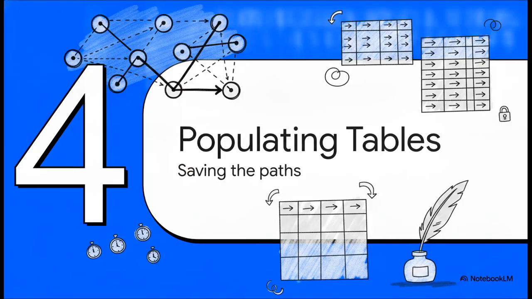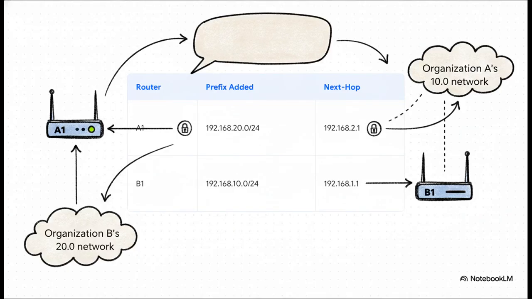So after calculating the best path, they actually have to write down the results to make them permanent. Let's look at Section 4, Populating Tables. When populating their tables, router A1 securely logs organization B's prefix, that's the 20-dot network, and it strictly associates it with router B1's IP as the next hop address. And of course, router B1 does the exact same thing for organization A's 10-dot network. This is really the tangible result of all that communication we just talked about. It's basically the equivalent of saving a new contact and their home address in your phone, just so you never have to look up the directions again. Their routing tables are fully primed and they are ready for action.